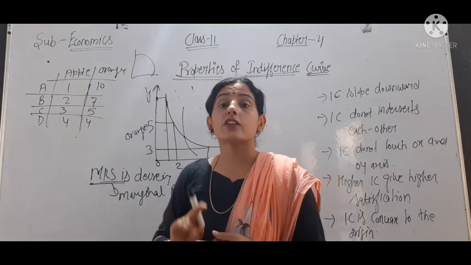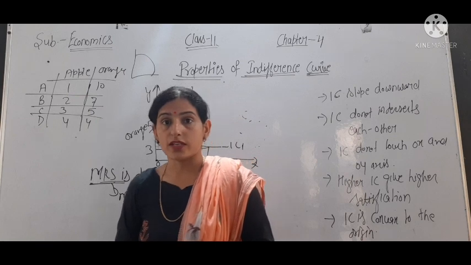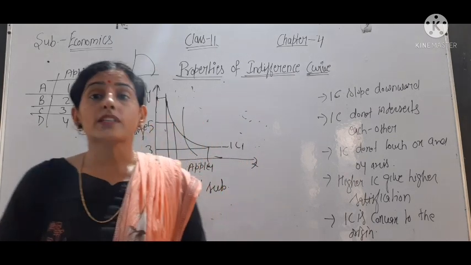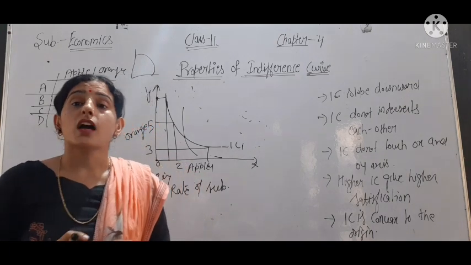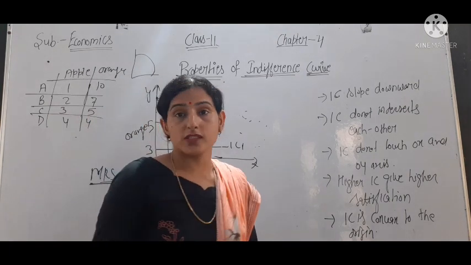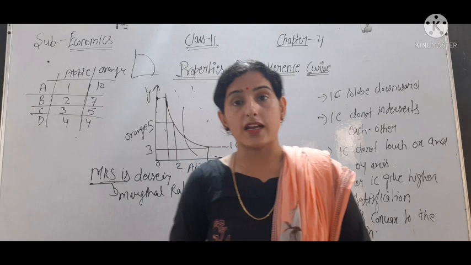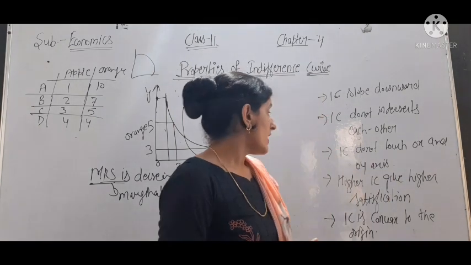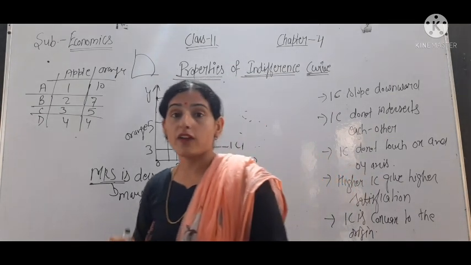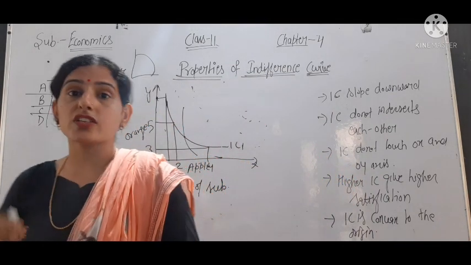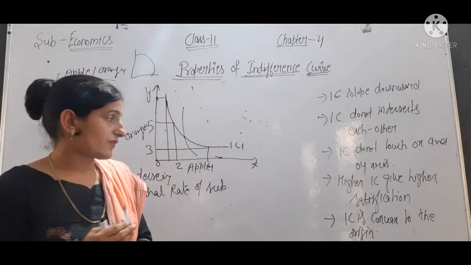Different IC give different level of satisfaction, okay. Then IC do not touch OX axis and OY axis. Why? Because IC shows the different possible combination of two goods, okay. Then we have higher IC give higher level of satisfaction. It means lower IC lower satisfaction, higher IC higher satisfaction.